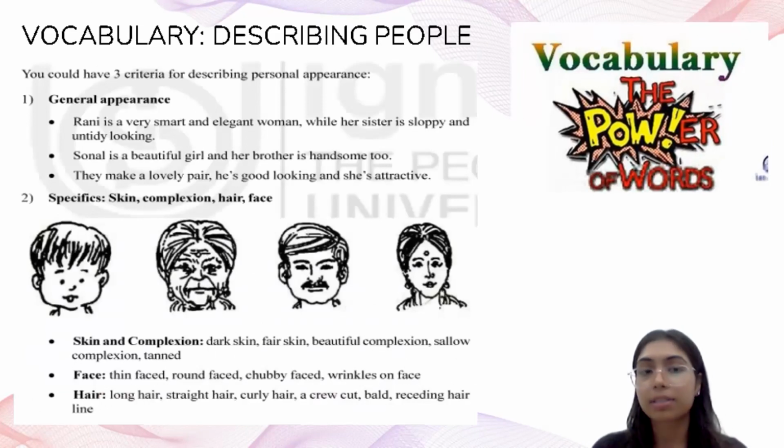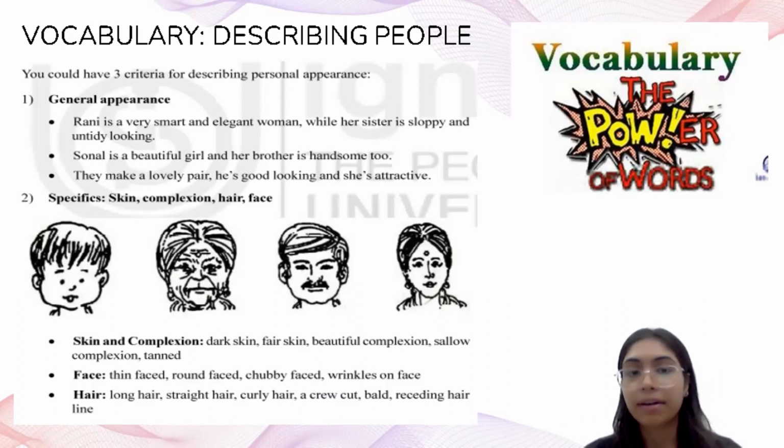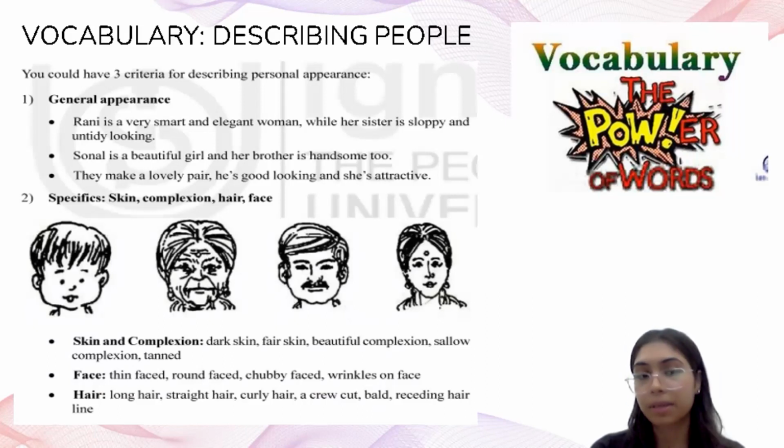कि general appearance के बारे में जब आप किसी के बताते हो तो there could be examples like okay, Shikhar is really smart. Okay, so Shikhar smart है तो आप generally appearance के बारे में अगर बात कर रहे हो. Okay, you are just telling the appearance. Okay, while her sister is loopy and untidy, बहुत ही untidy है, तो you're giving the particular description of appearance. Then they make a lovely pair. He's good looking and she's attractive. So you are describing about their appearances.